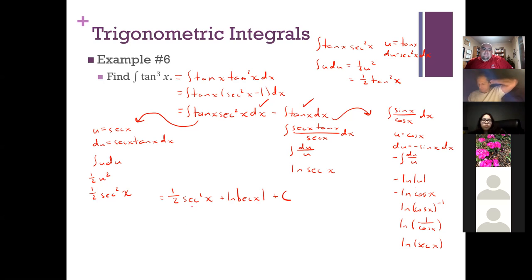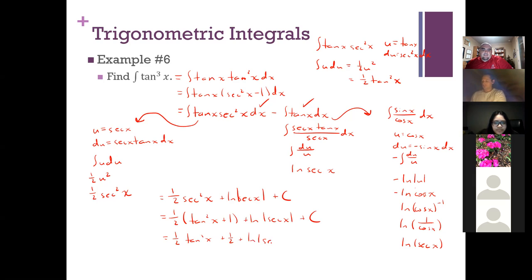Now, the reason I can put 1/2 secant squared x in here or 1/2 tangent squared x in here is because of this. Let's actually go ahead and transform this so it has a tangent in it. So this becomes 1/2 times, is it tangent squared plus one? And then if I distribute, I get 1/2 tangent squared of x plus 1/2 plus natural log of the absolute value of secant x plus c.